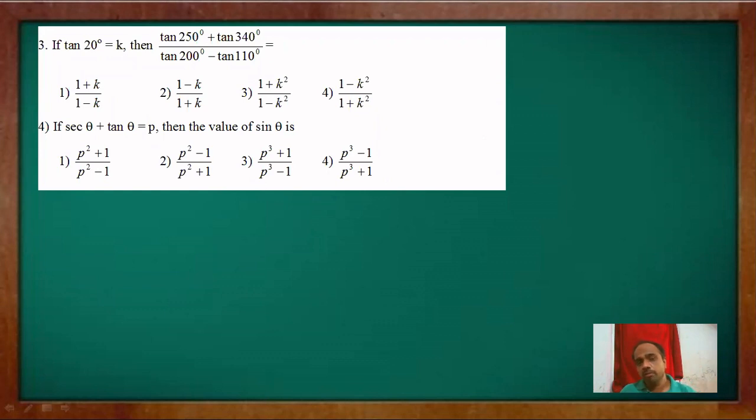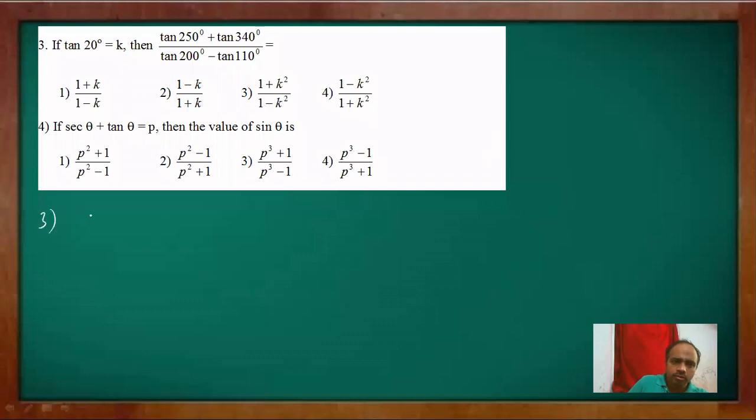Using that tan 20, you have to put all the values in that expression, tan 250, tan 340, and say what value comes. So you have to convert that whole big expression in terms of K, meaning in terms of tan 20, because tan 20 is given in the question. Yes, let us do.